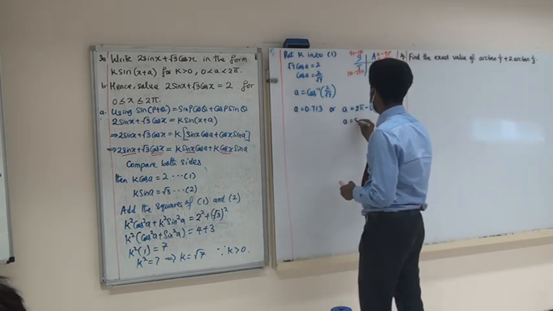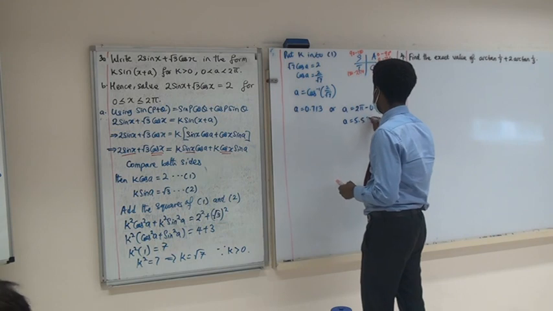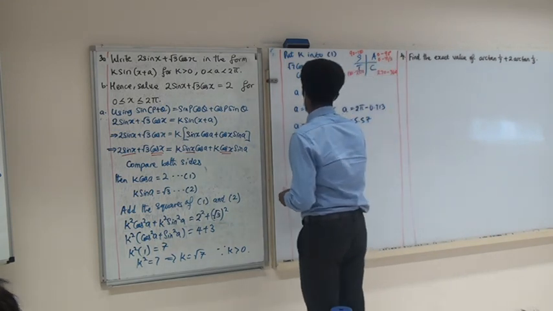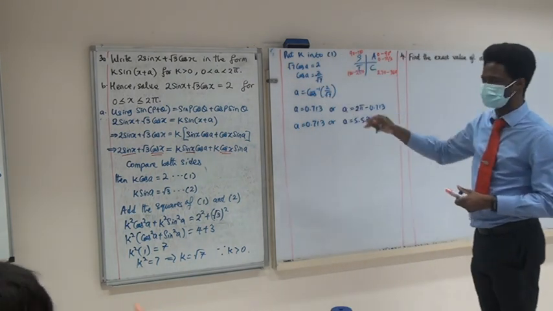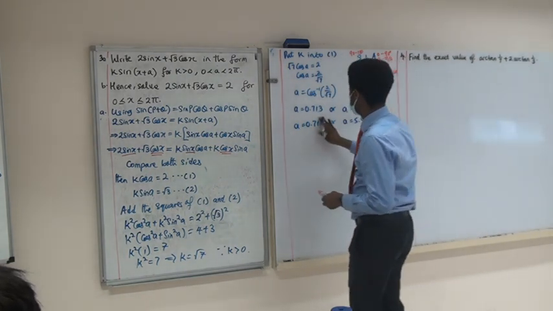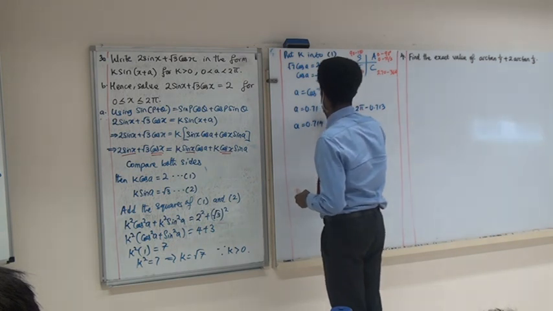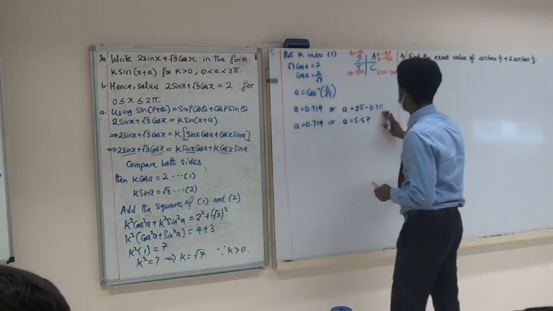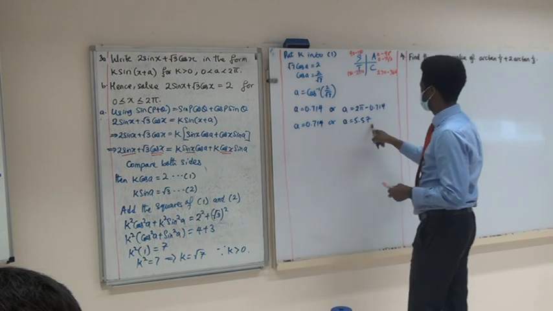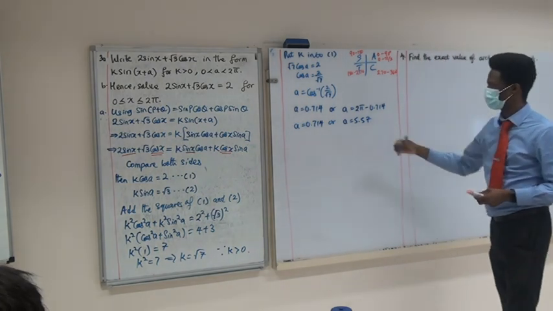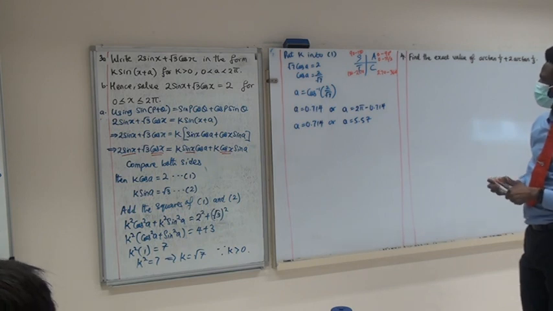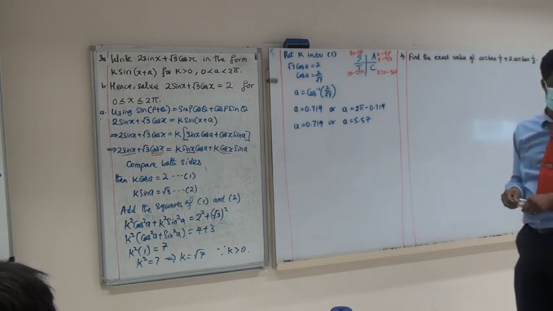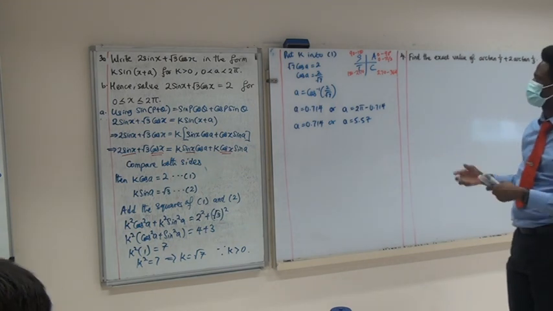So A is equal to 5.57. And A here is 0.713, or 0.714; 0.713 is just rounded. Now, are these two values between 0 and 2 pi? Yes, because 2 pi is 6 point something. So there are actually two.